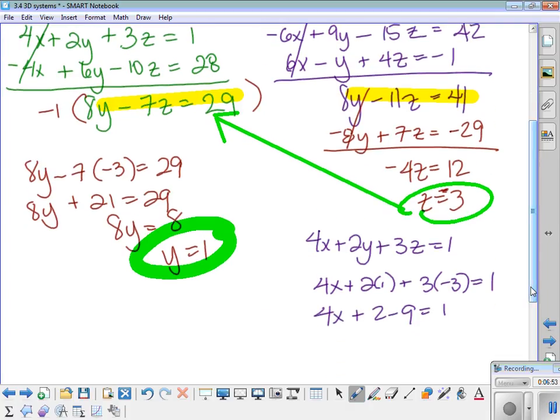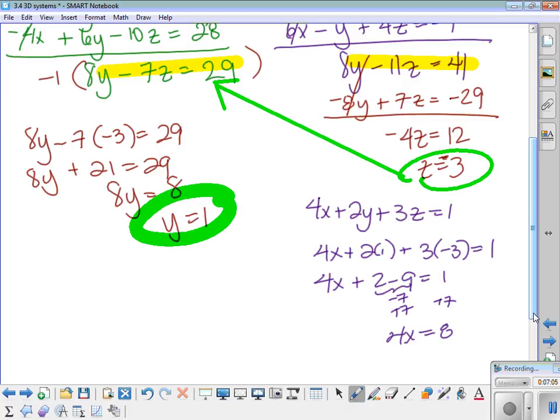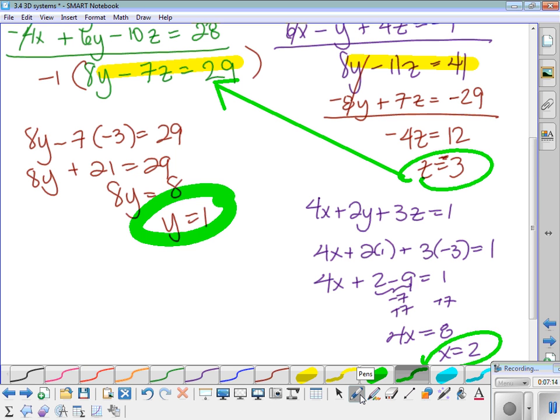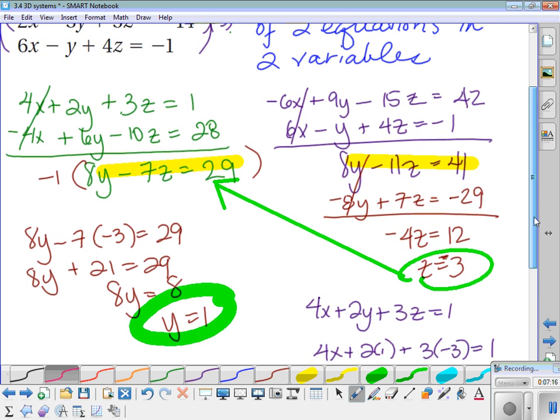So I get 4x plus 2 minus 9 equals 1. That's a negative 7, so I'm going to add 7 to both sides. And I get 4x is equal to 8, and so x would have to equal 2. All right, so now I've got all 3 of them. I should check my answers, though. So I'll at least check those second 2.